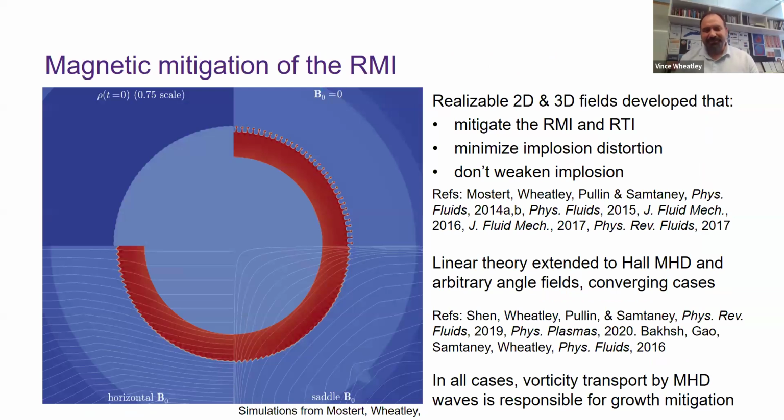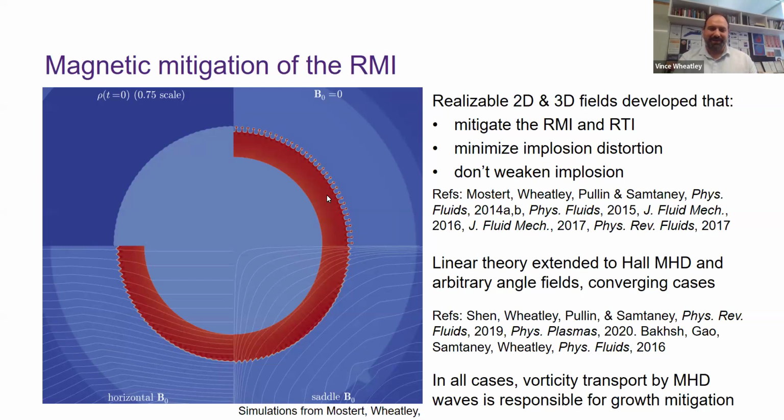So after a brief hiatus for a couple of years, we returned to work on the plasma Richtmyer-Meshkov instability funded by the Australian Research Council. We did ideal MHD simulations of the converging instability with different applied magnetic fields in both 2D and 3D, and also did theoretical studies of imploding MHD shocks. And this resulted in 2D and 3D realizable fields being developed that suppress both the Richtmyer-Meshkov instability and the subsequent Rayleigh-Taylor instability while minimizing implosion distortion and not weakening the implosion. The theoretical models and linear stability analyses were also advanced.